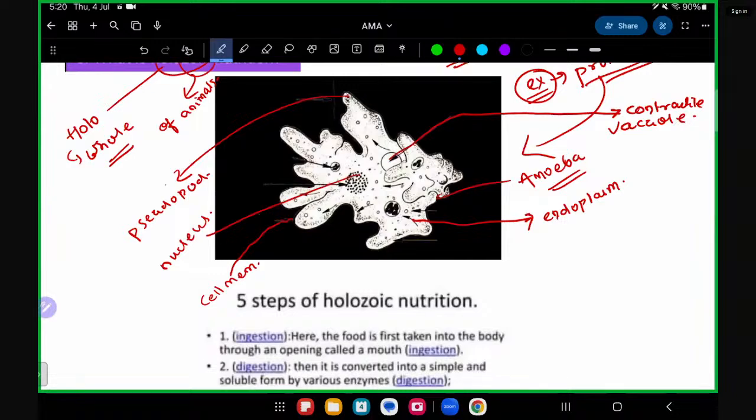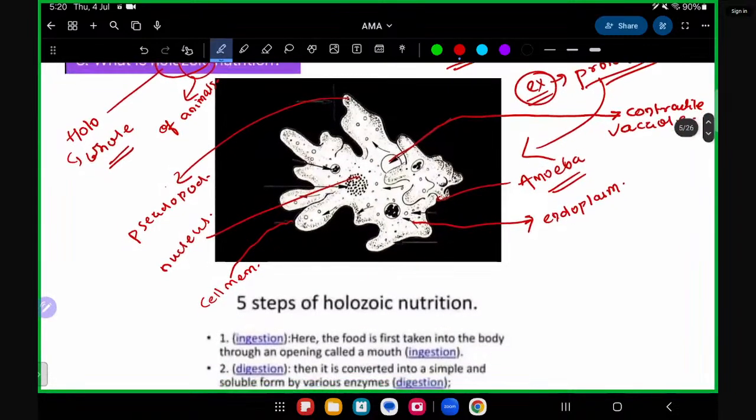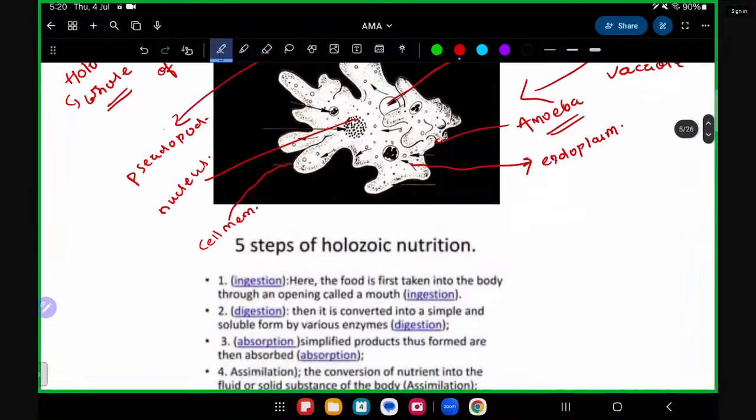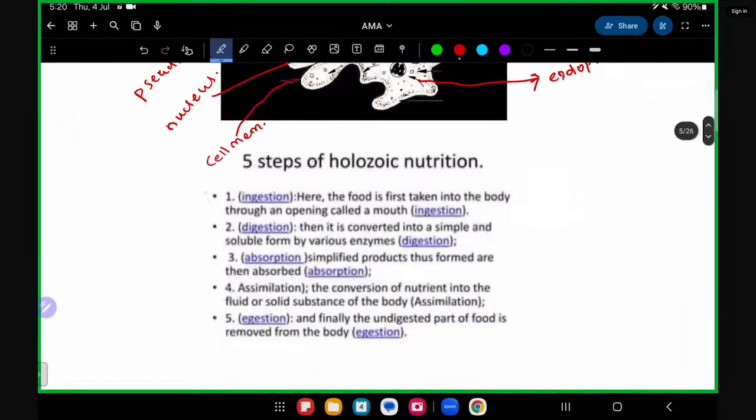Then the next one is a free living organism, that is us, human. Humans show holozoic nutrition. What are the steps involved in holozoic nutrition? First one is ingestion. Ingestion means the food is first taken into the body through an opening known as the mouth. Second step is digestion. The food is converted to simpler or soluble form by various enzymes in different parts of our alimentary canal. The process is known as digestion.